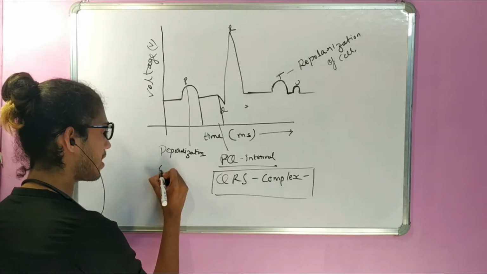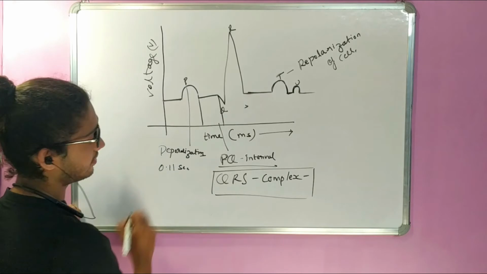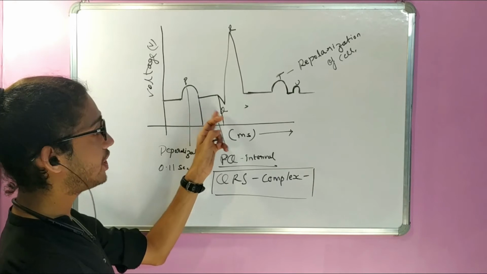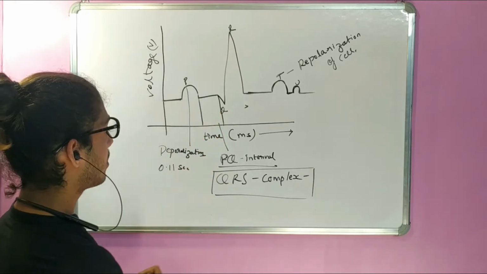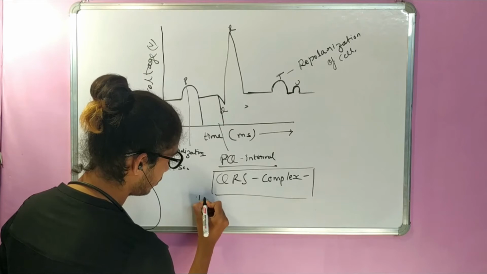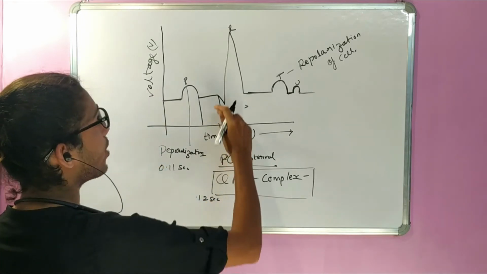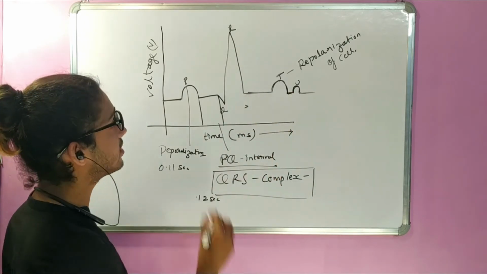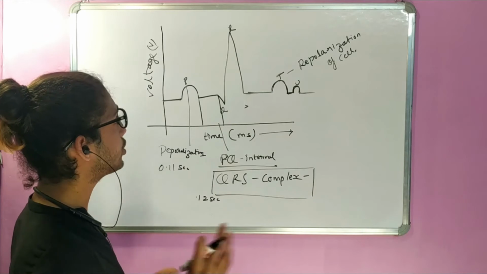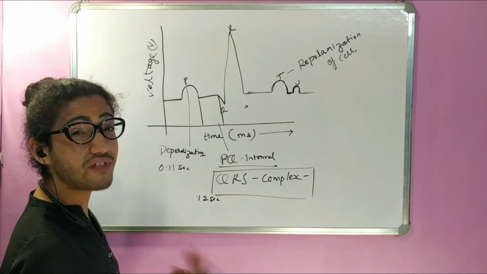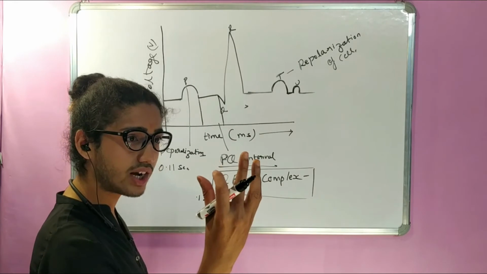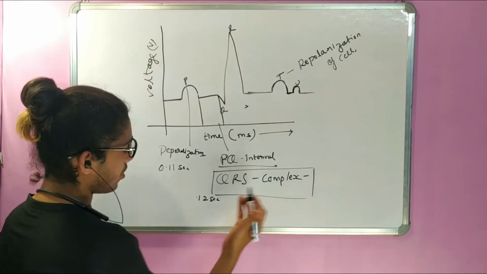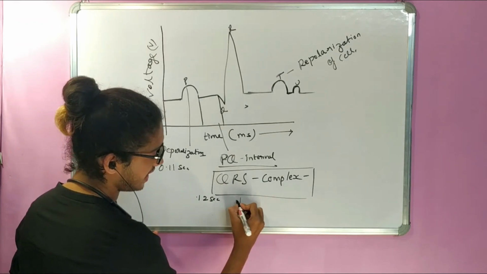This one here takes about 0.11 seconds. Then the PQ interval takes about 0.12 seconds. The QRS complex takes very little time because it's a very short, very fast process, as the ventricles contract like this. So it is about 100 milliseconds or 0.1 second.